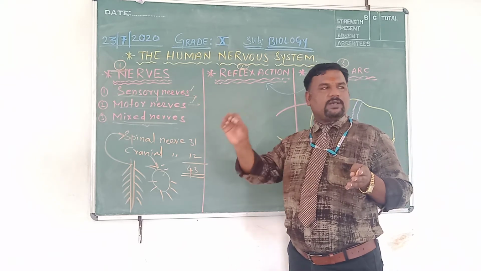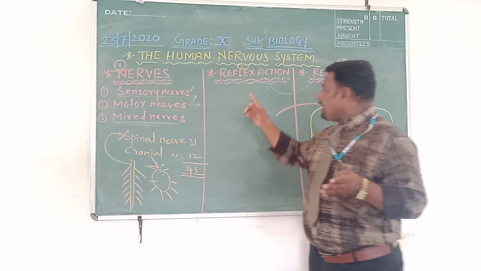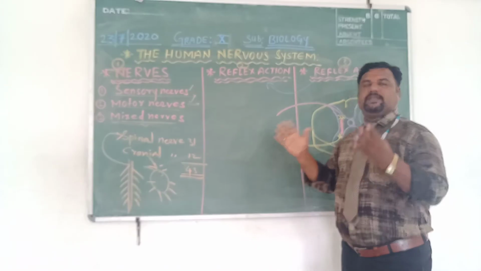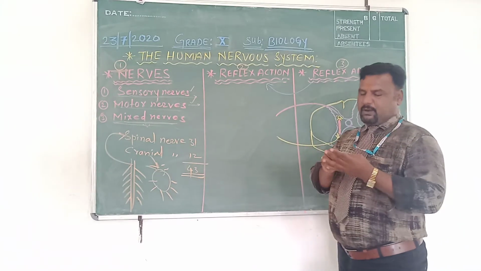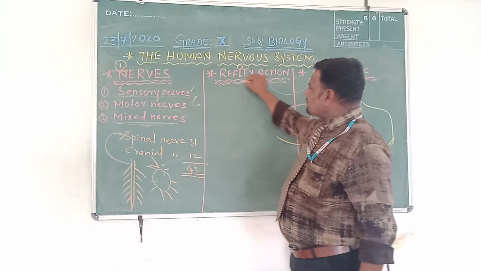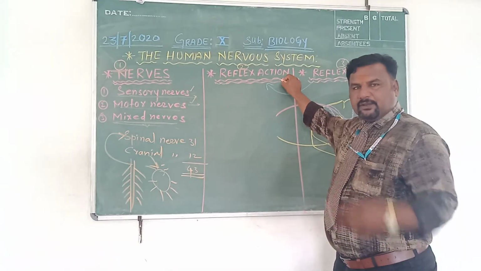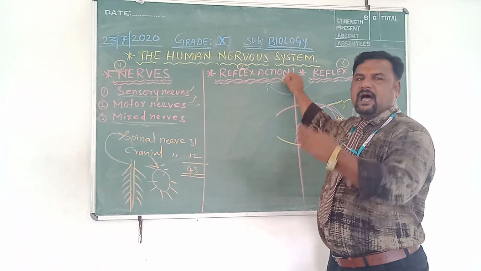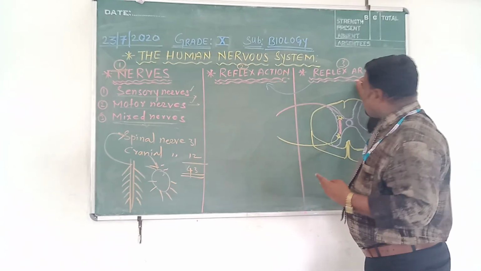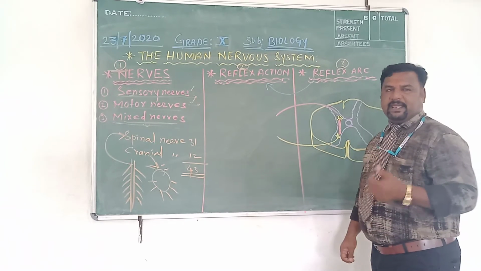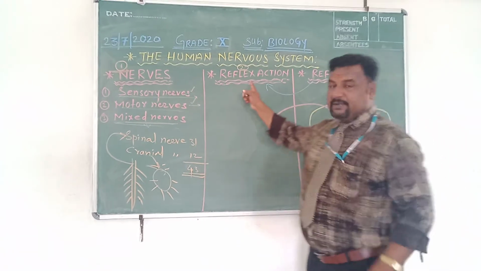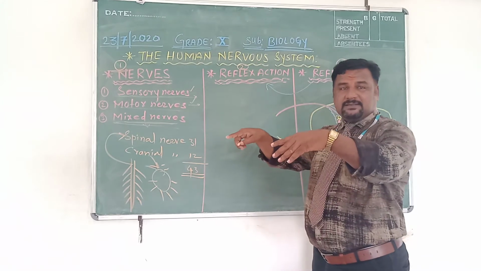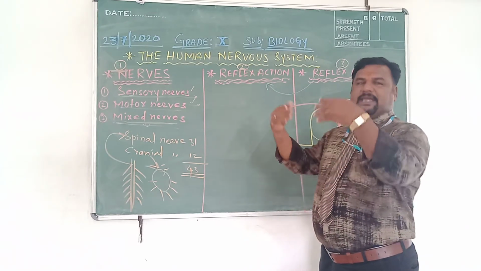Such kind of involuntary actions generated by the spinal cord itself, without the involvement of the brain, we call reflex action. Are you able to understand? Reflex actions or involuntary actions are performed by the reflex arc without the involvement of the brain. The brain is not involved in this process. Reflex action takes place during any normal stimulus.